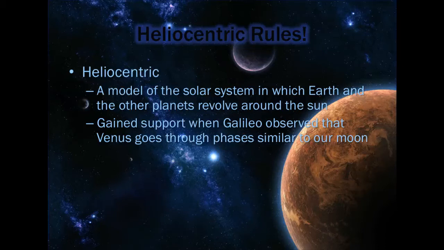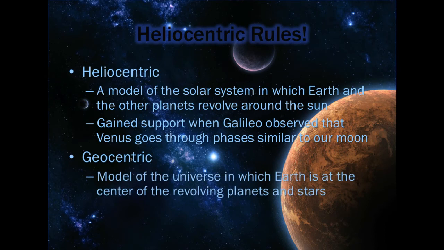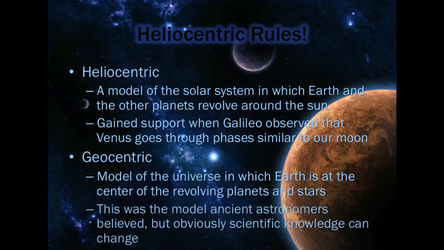And Galileo was very forward in his thinking. Geocentric, and you can see the prefix geo here, is a model of the universe in which Earth is at the center of the revolving planets and stars. And of course, this is a great example of a piece of information that everyone used to think was correct, but was obviously proved otherwise. Ancient astronomers, and again, just scientific knowledge can change.